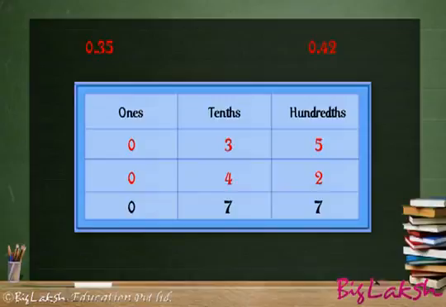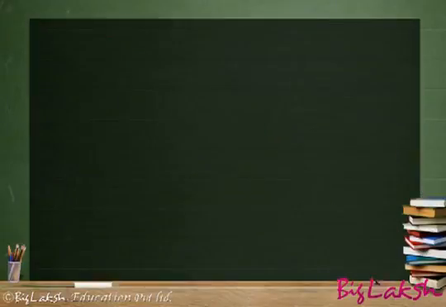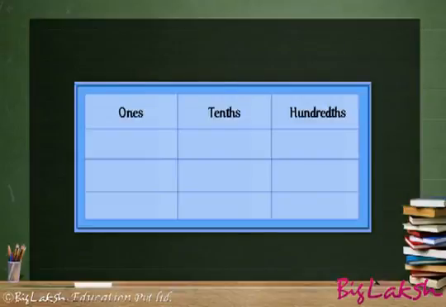Now we will go for subtraction. Oh, it is also too easy. Let us take an example. Subtract 1.32 from 2.58. Here too, we will use a place value chart. It will help us to understand better.